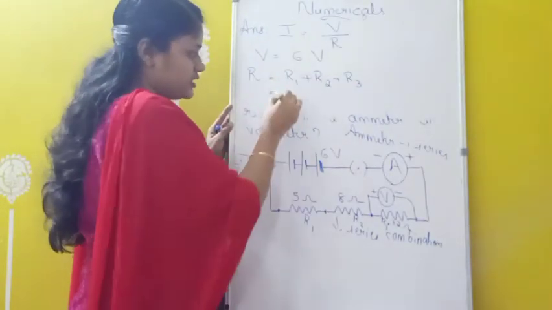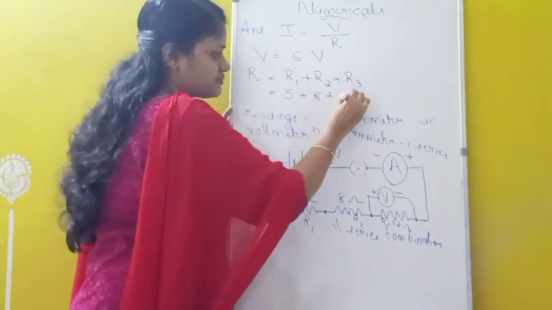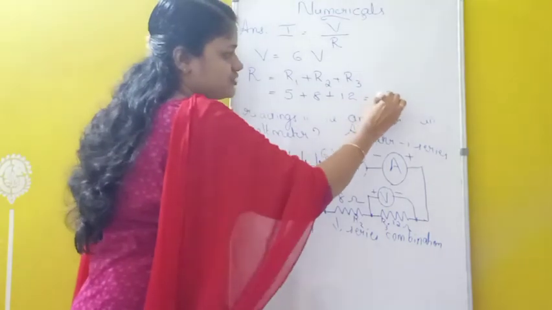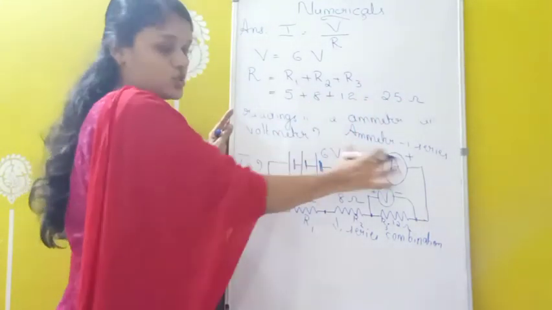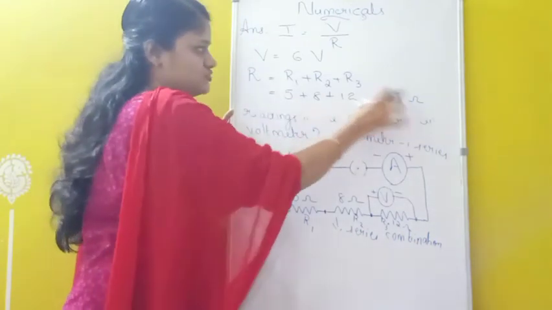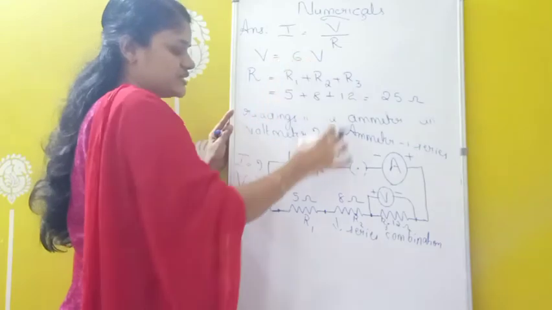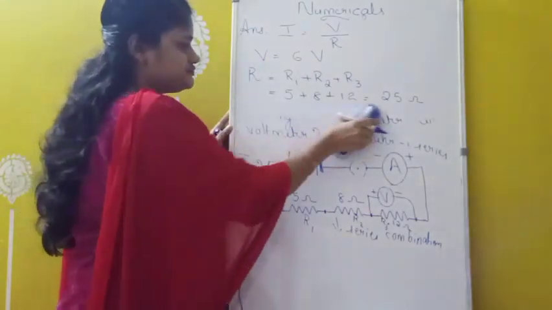That is 5 plus 8 plus 12, so you will get 25 ohm. This 25 ohm is the effective resistance of the whole circuit. And V equals 6 volt is the total potential difference. Now we have to substitute these values to find the current.